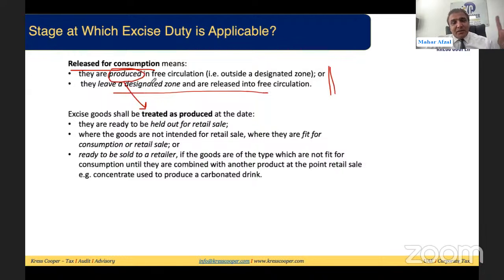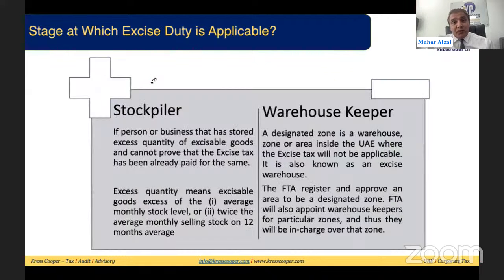So four stages: importer, import stage; manufacturer, manufacturing stage; stockpiler; then warehouse keeper, whenever the goods are being released from the warehouse. These are the four stages where this excise duty will be applicable. Now, who is the stockpiler?